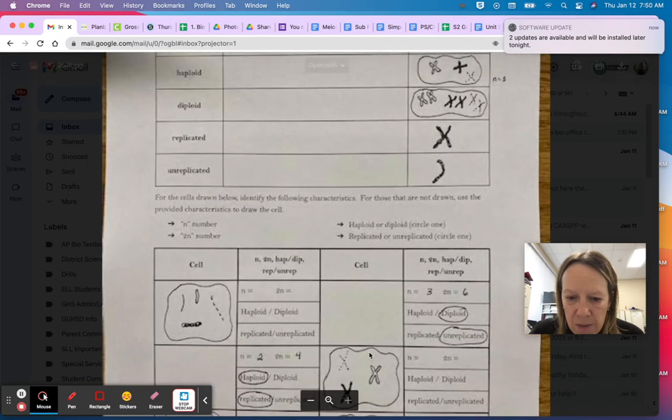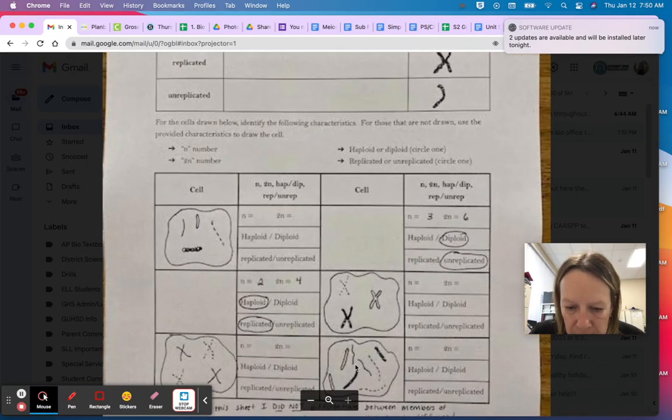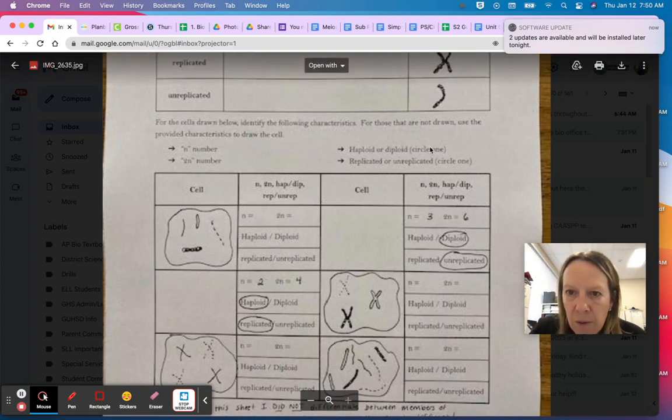Sorry. Actually, let's look here because it's a little bigger. Nope, we went... All right, we're going up top.